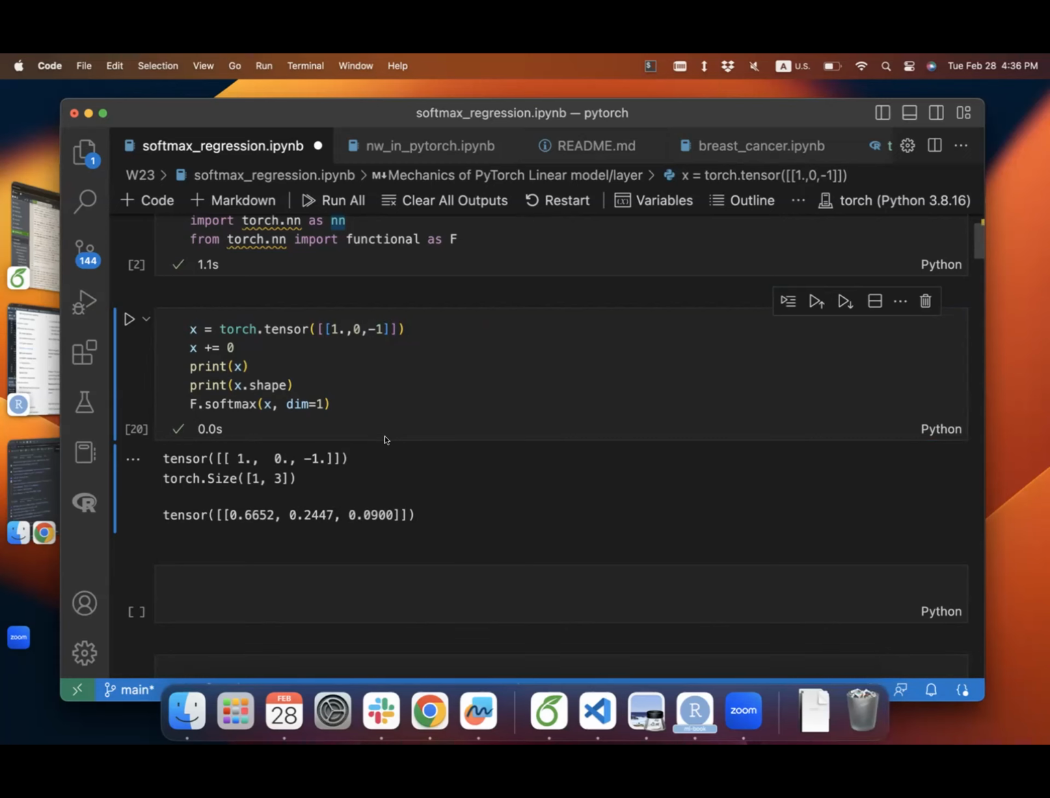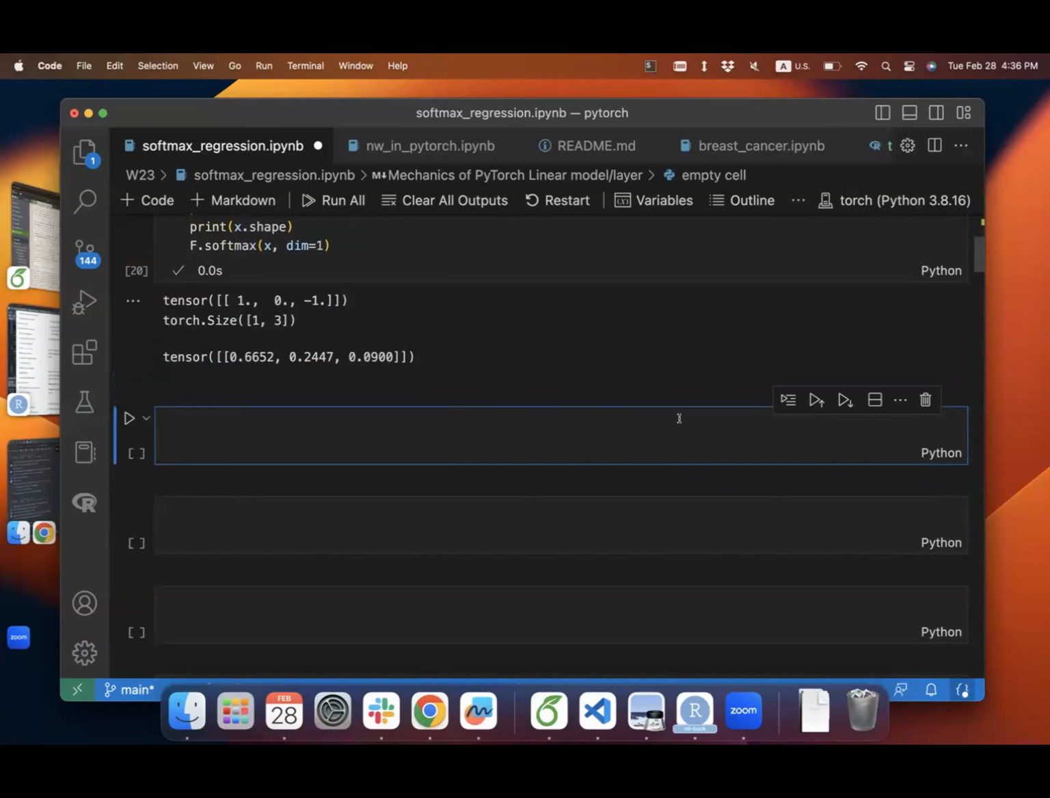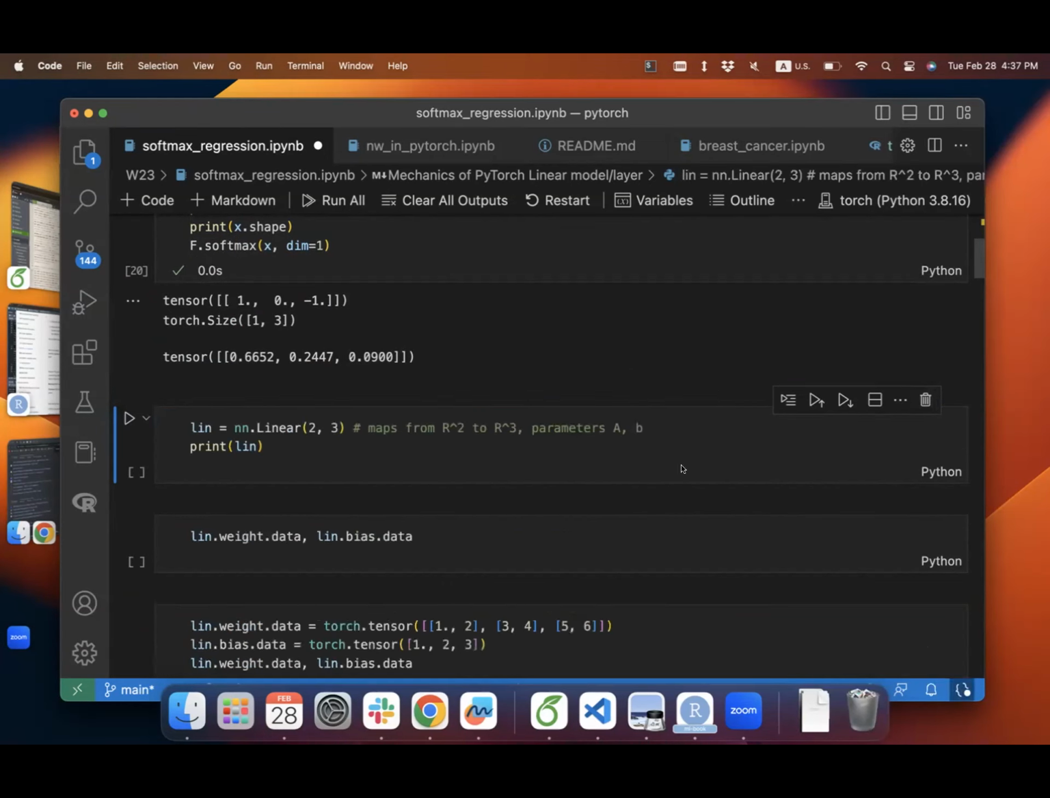Okay, this is softmax and its invariance. Not very important. Questions? This is just to get a feel of what the softmax is. So now this is how you define a linear map. nn.Linear gives you a map. So this is the input dimension.